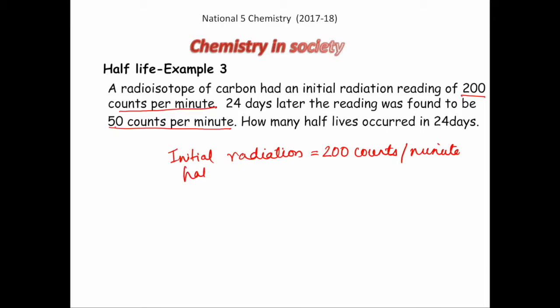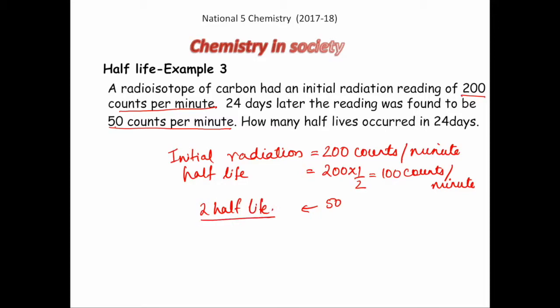So after one half-life it would be 100 counts per minute. And 50 counts would mean one more half-life. So it will mean two half-lives, which means that in 24 days, it underwent two half-lives.